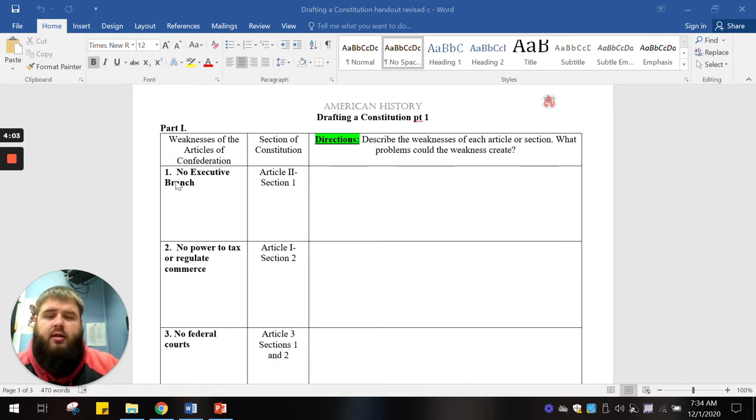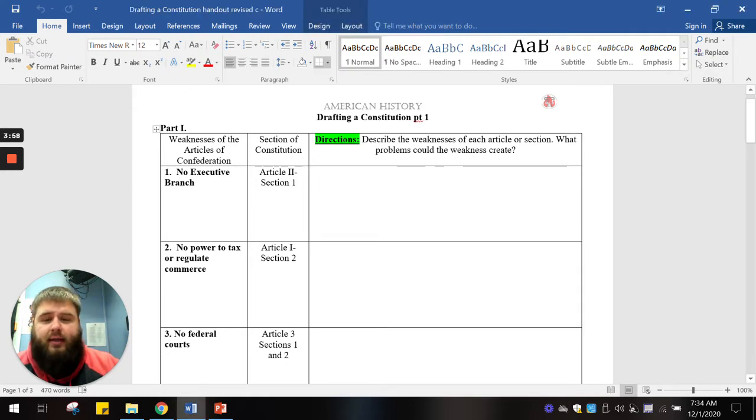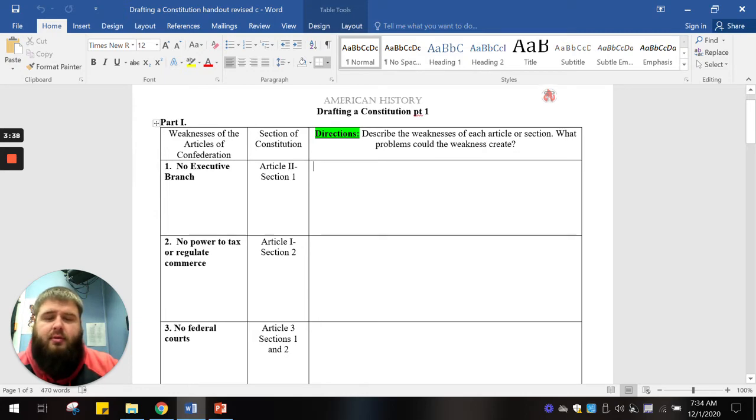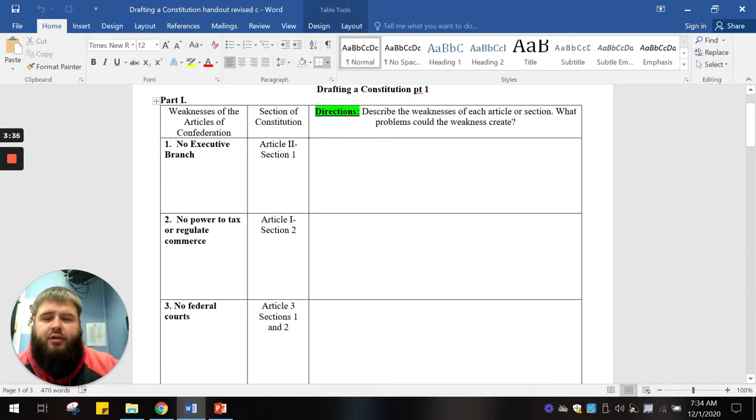So number one here says no executive branch. We know that the president and vice president belong to the executive branch of the government. So what I want you to do is find a couple of problems that would be created if the United States did not have a president or an executive branch. Try to give me like three examples or three problems here in each of the boxes for each of the weaknesses.